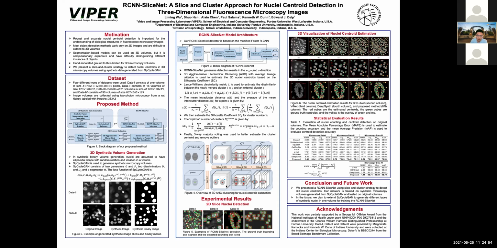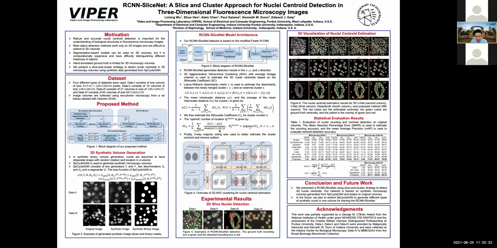So in order to estimate the Silhouette coefficient, we first estimate the mean intra-cluster distance and the average of the mean inter-cluster distance, as shown in this equation. So for each point, we estimate this distance, and then we can use this equation to estimate the Silhouette coefficient for each cluster number. And then the optimal number of clusters is associated with the highest Silhouette coefficient. And then we use that as the number of nuclei in a volume.